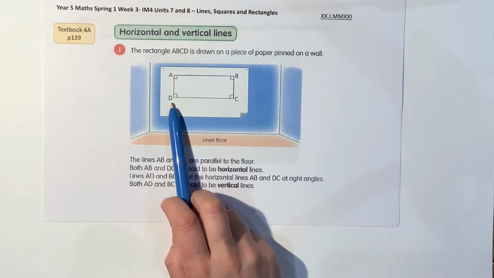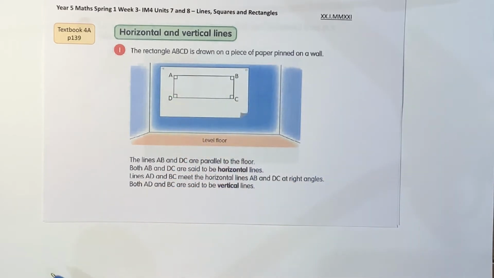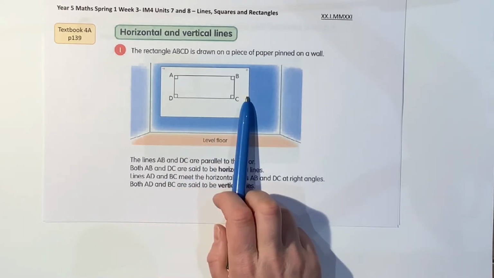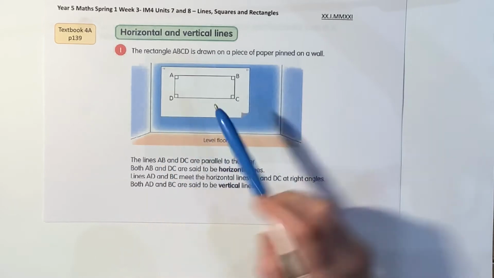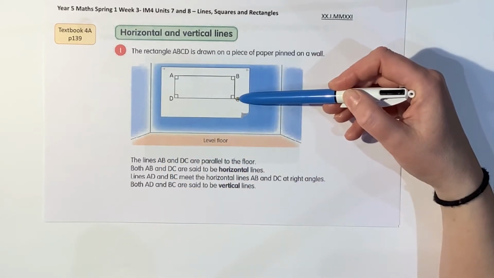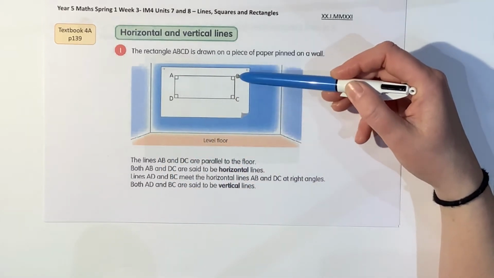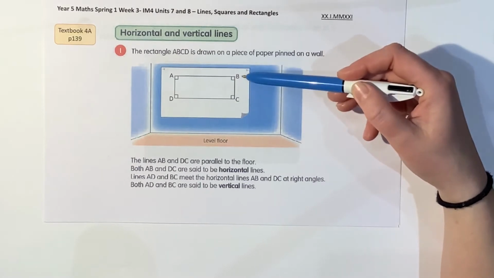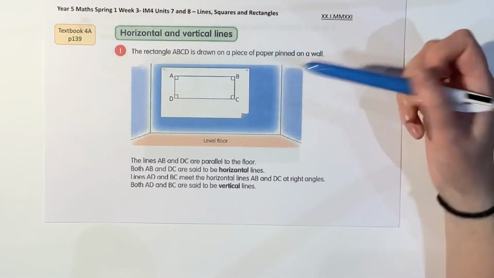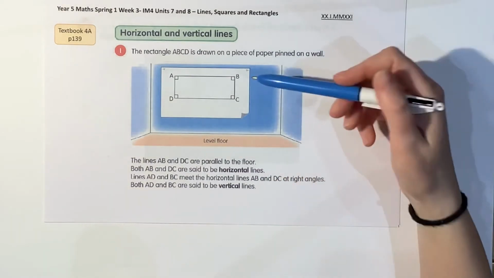Lines AD and BC meet those horizontal lines at right angles. They are perpendicular to them. Therefore, they're said to be vertical lines, okay? So we have horizontal lines going across, like the horizon, and vertical lines going down. Possibly, maybe you've got vertical blinds, or some of the classrooms in school have got vertical blinds which go from the ceiling to the floor, okay?